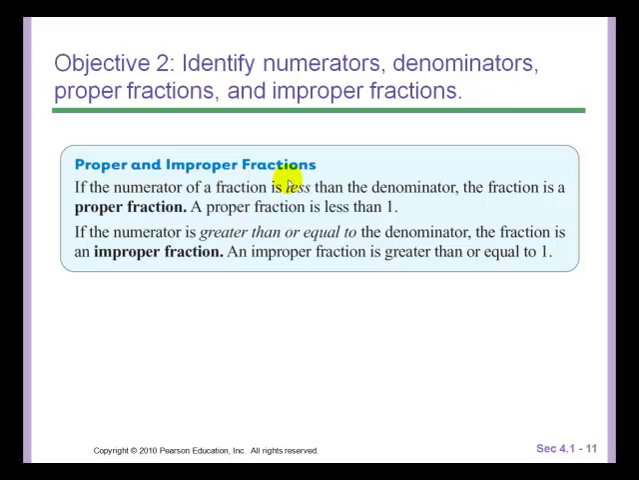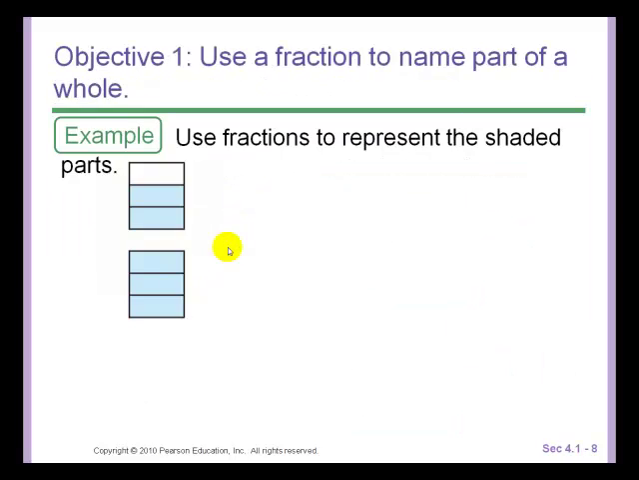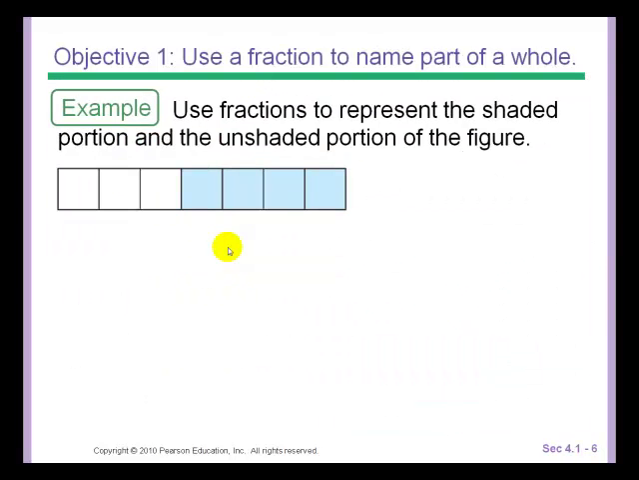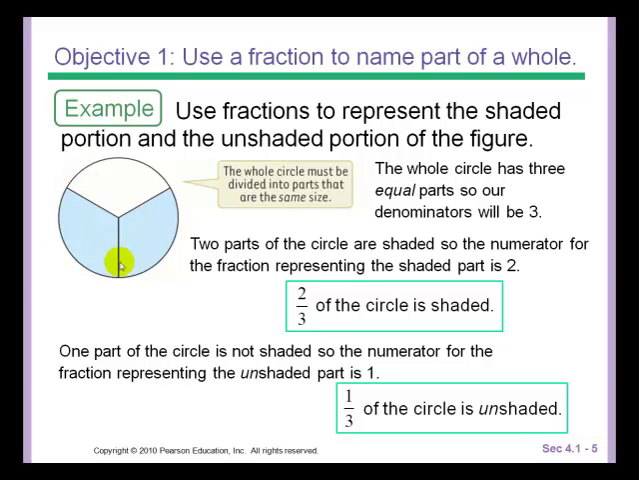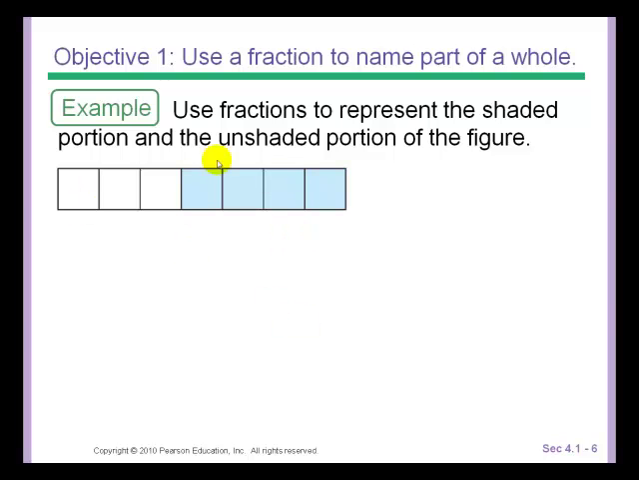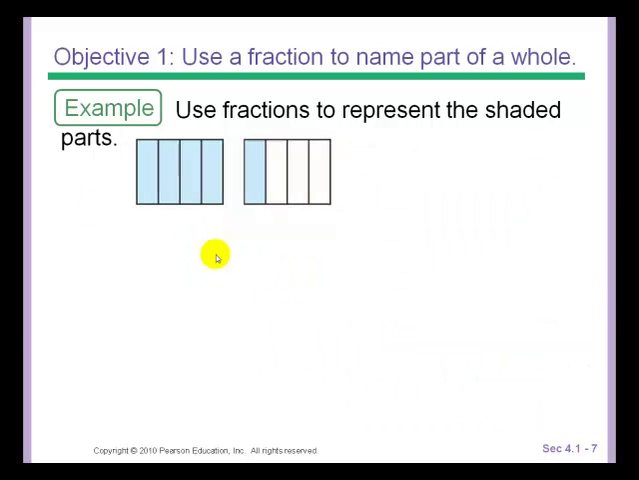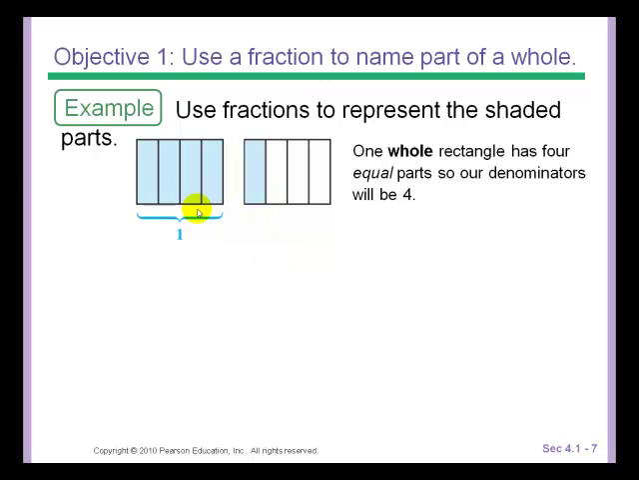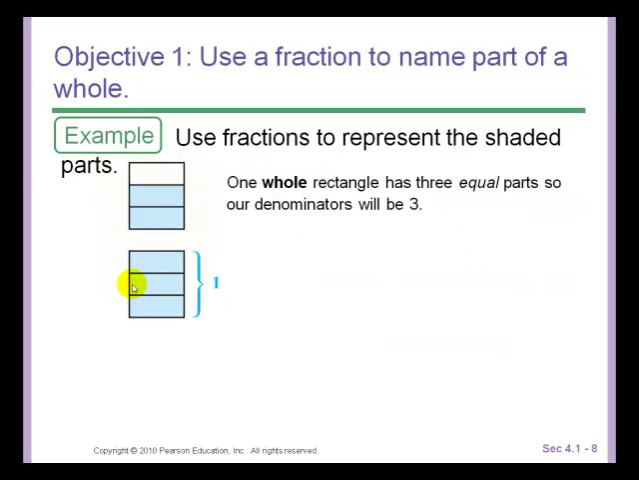Proper and improper fractions. If the numerator of a fraction is less than the denominator, the fraction is a proper fraction. A proper fraction is always less than 1. So when we had our diagrams, here, this is a proper fraction. In both cases, the numerator was smaller than our denominator. This is also a proper fraction. This is an improper fraction. This is also an improper fraction.